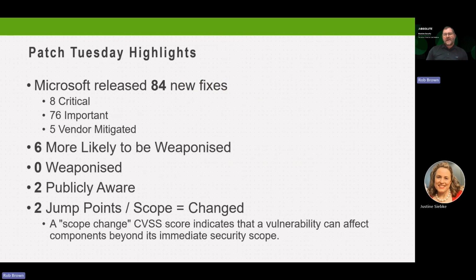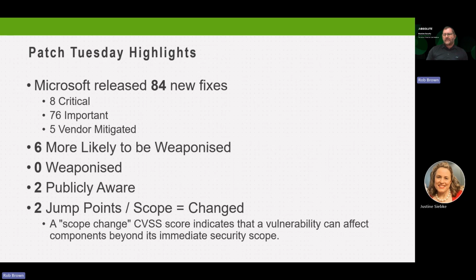Now, some highlights from Patch Tuesday. It might seem like a rather boring Patch Tuesday. We had 84 fixes, just 8 critical, 76 important. We had some that were vendor mitigated, which we'll talk about in a second. We had 6 that are more likely to be weaponized, no weaponization, no 0 days. We had 2 publicly aware vulnerabilities, and we're going to talk about the definition of that in a minute, and 2 jump points.